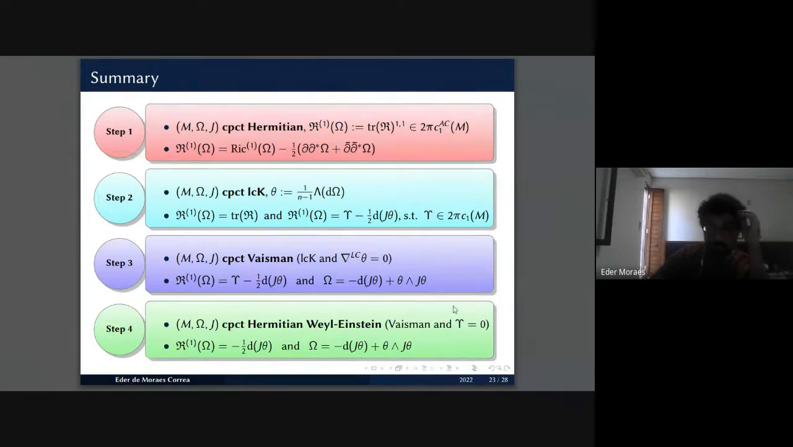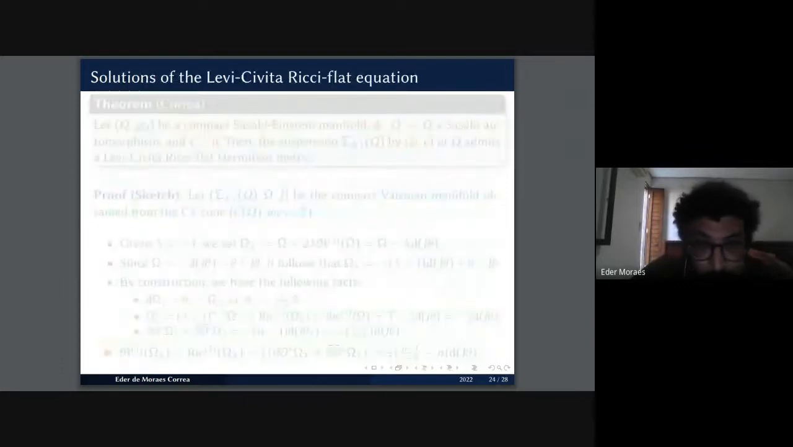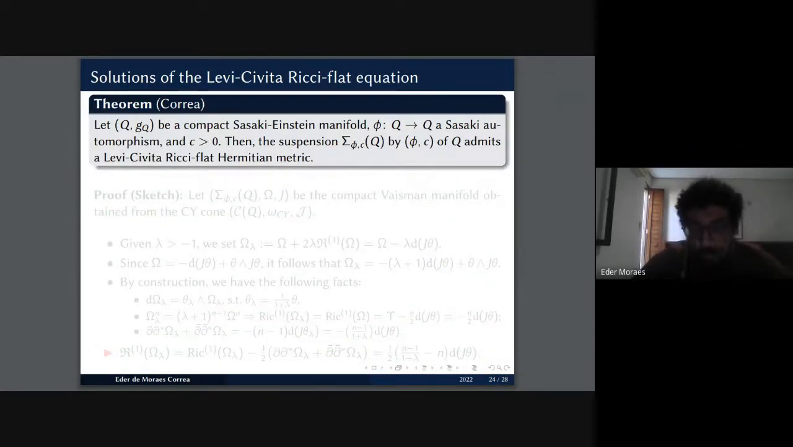That's exactly what was done for the particular case of Hopf manifolds, right? And so here I state again the main theorem.